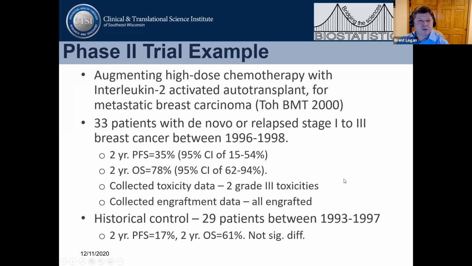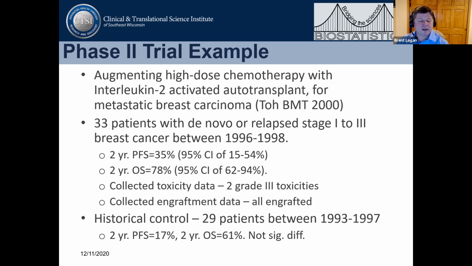Here's an example of a phase 2 trial, again in the oncology setting. This is looking at an autologous transplant for metastatic breast carcinoma. They had 33 patients with de novo or relapse stage 1 to 3 breast cancer. 2-year progression-free survival is 35%. 2-year overall survival is 78%. They collected toxicity data. There were 2 grade 3 toxicities in these patients. Engraftment data was another secondary endpoint, all patients engrafted.